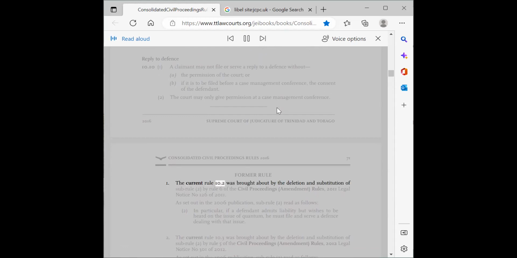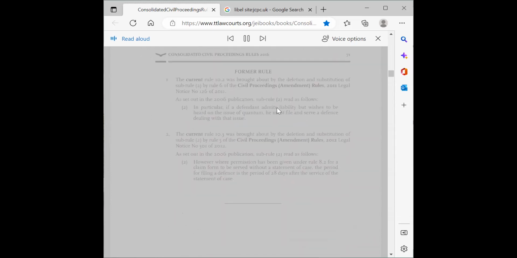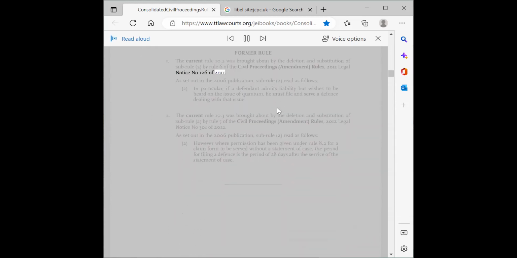1. The current Rule 10.2 was brought about by the deletion and substitution of Sub-Rule 2 by Rule 6 of the Civil Proceedings Amendment Rules 2011, Legal Notice Number 126 of 2011. As set out in the 2006 publication, Sub-Rule 2 read as follows. 2. In particular, if a defendant admits liability but wishes to be heard on the issue of quantum, he must file and serve a defense dealing with that issue.